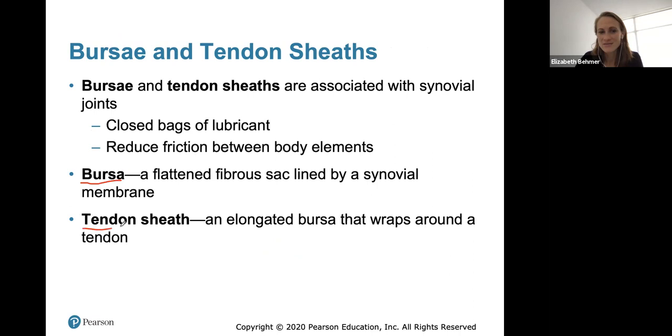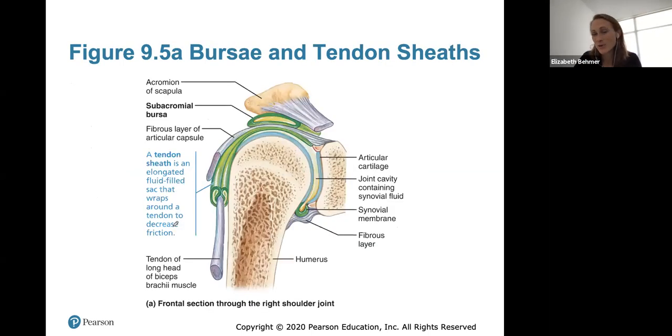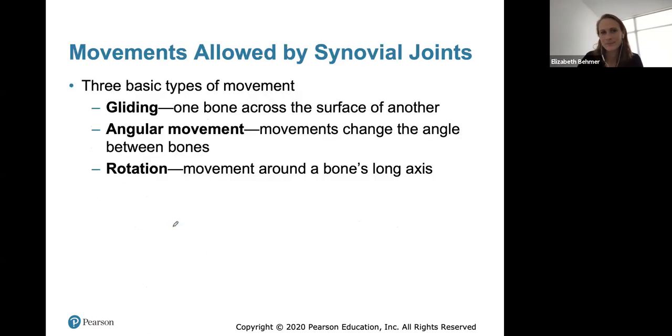Bursa are flattened fibrous sacs. Then tendon sheaths are an elongated bursa that wraps around a tendon. They also help to reduce friction between the body elements, and they're like closed bags of this lubricant. So here's looking at where bursa and tendon sheaths are located on the right shoulder joint.